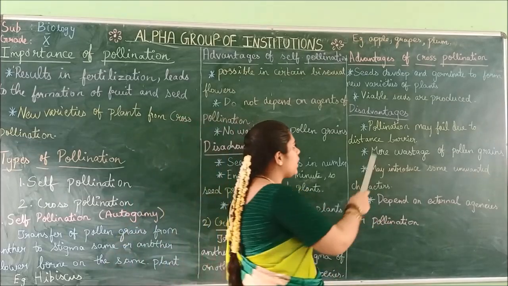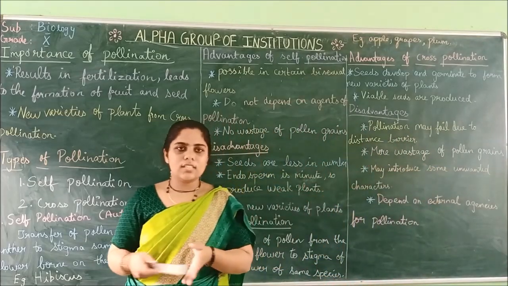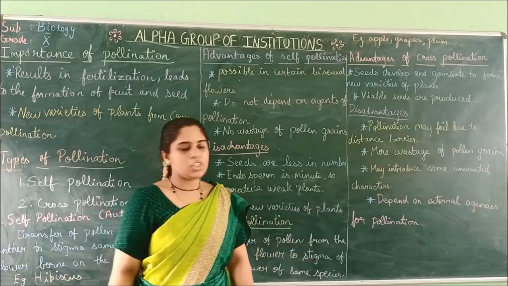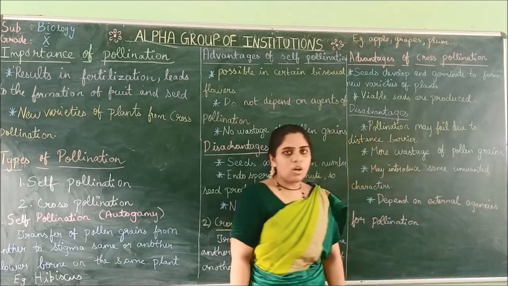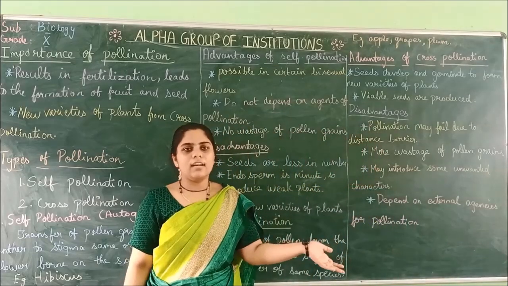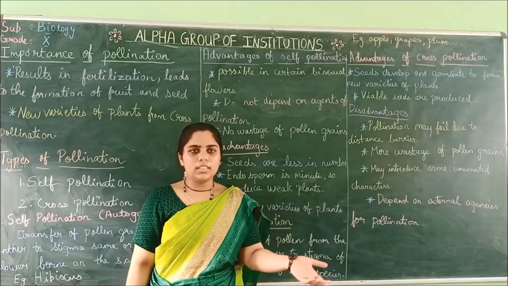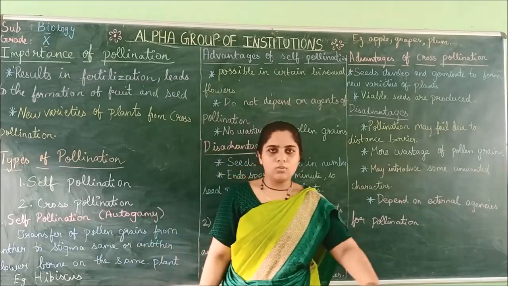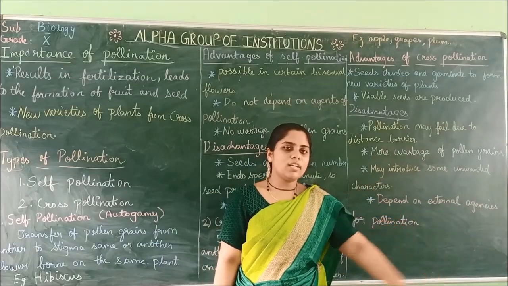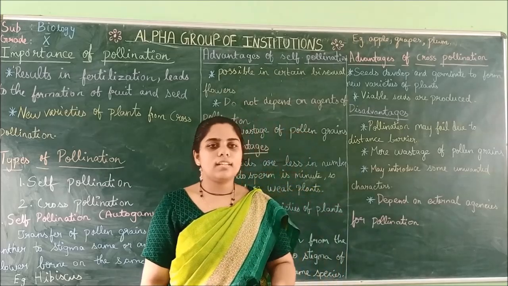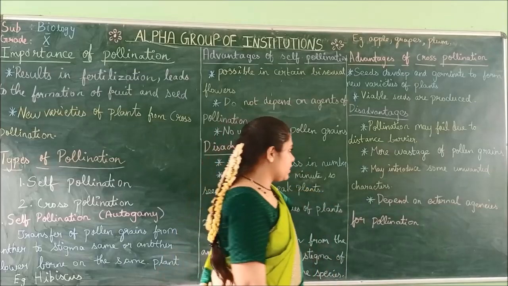So, that is what is said here. Pollination may fail due to distance barrier. When it is at a greater distance, the pollination may fail. Next, more wastage of pollen grains. Since there is a very long distance, some pollen grains may fall on the ground itself. Only a very, very little may go inside the plant. That is why they say more pollen grains are wasted.